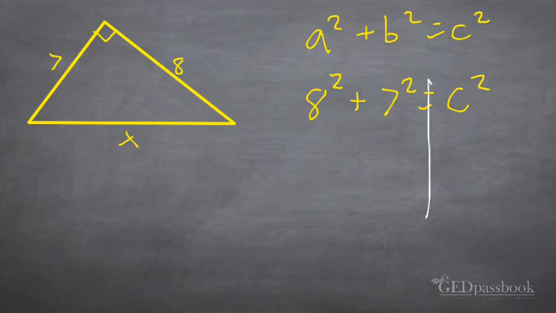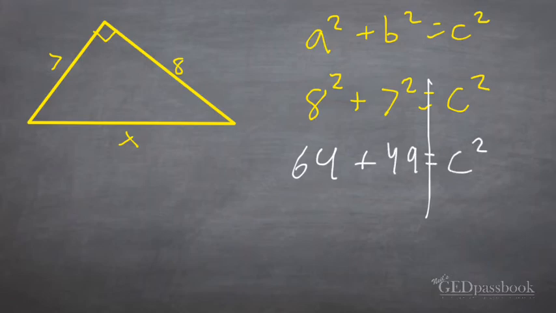What must I do first? Tell me. What's 8 squared plus 7 squared equals my c squared. What's 64 plus 49? 113. 113? Yeah. I trust you. So 113 is your c squared. What's your last step that you always got to do? Square root. You got to take the square root.